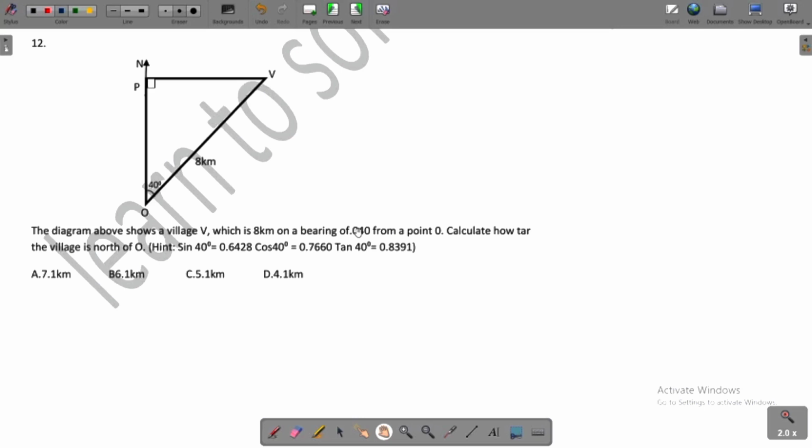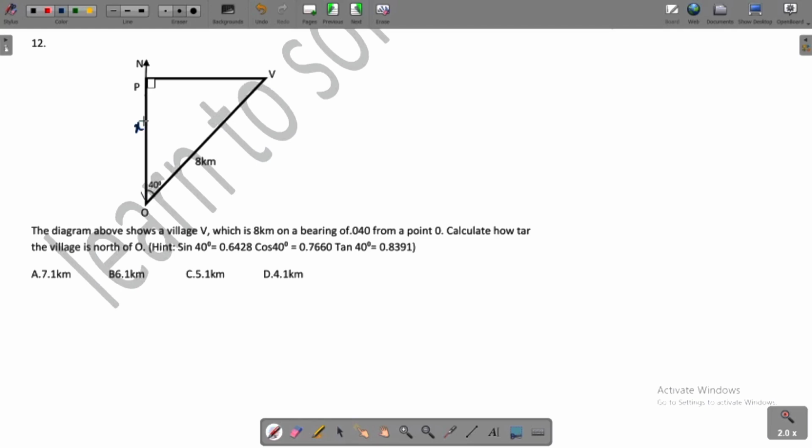Now, what we need is to find how far the village is north of O. This is the north of O, that is up here. So we have to find this side. Let us represent it with X.